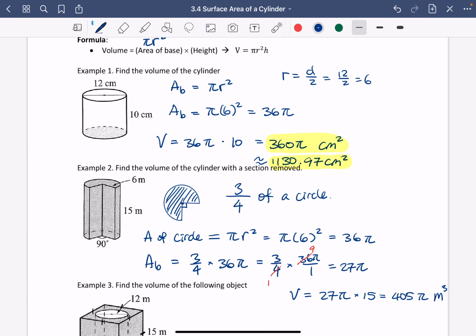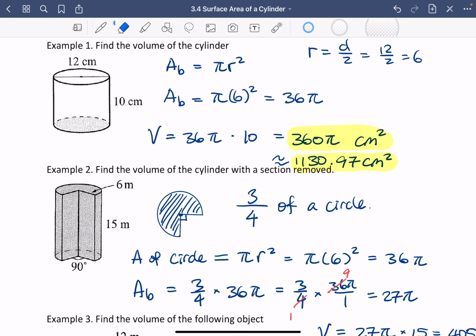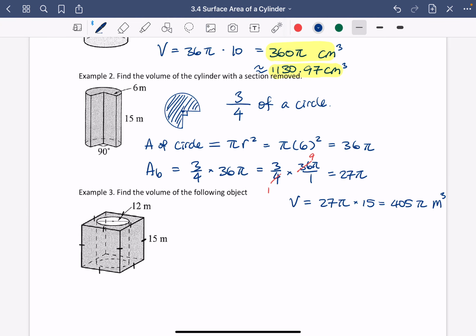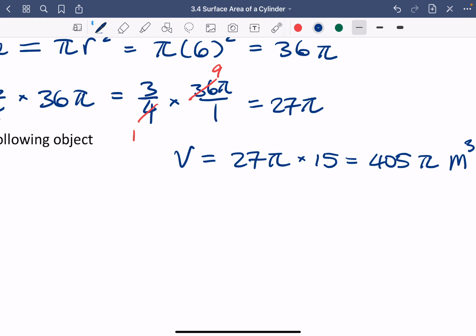Oh, oops, sorry. These are volumes, so the unit should be cubed, not squared. My fault. Okay? When you are calculating volumes, your unit should be cubed. You can only use unit squared with area or surface area. Now, if you want to calculate the answer without the pi, just multiply 405 by 3.14, and that will give you roughly 1,271.7 meter cubed.